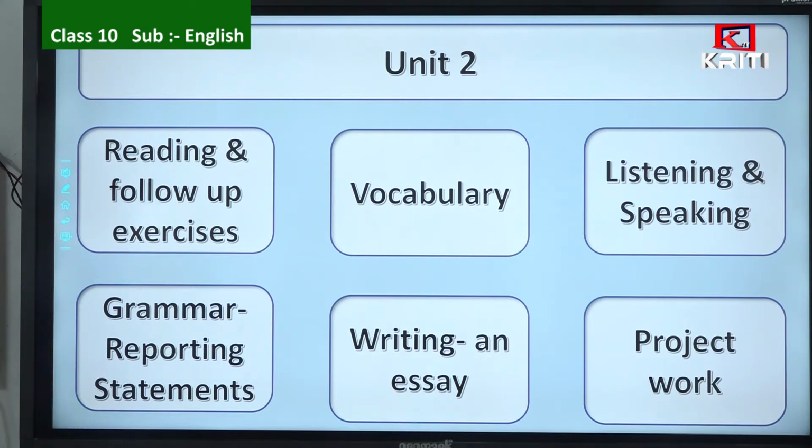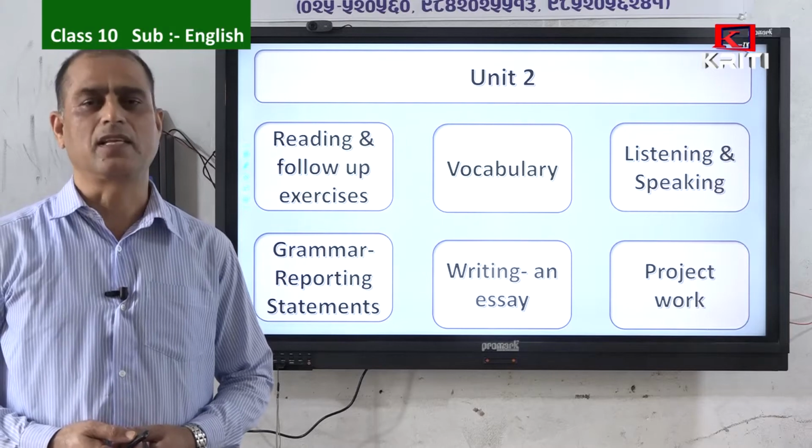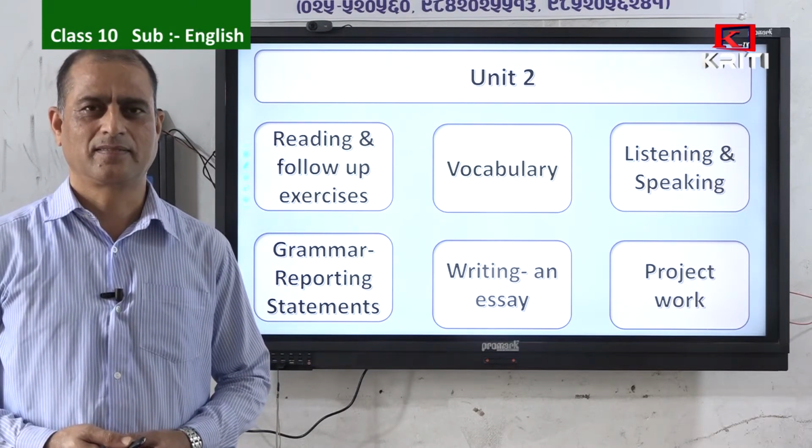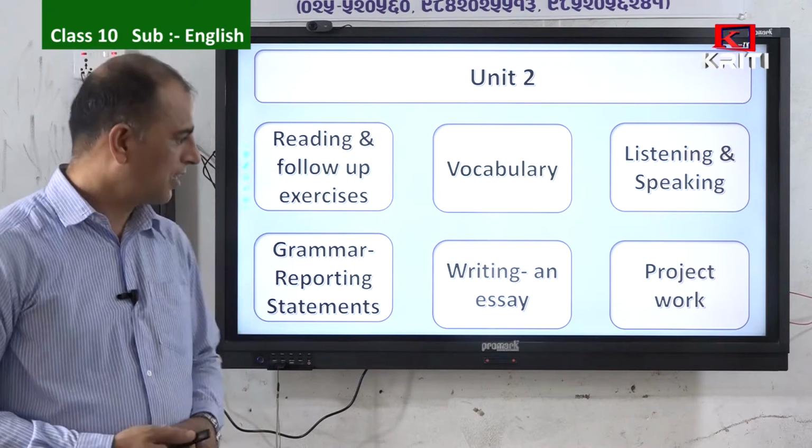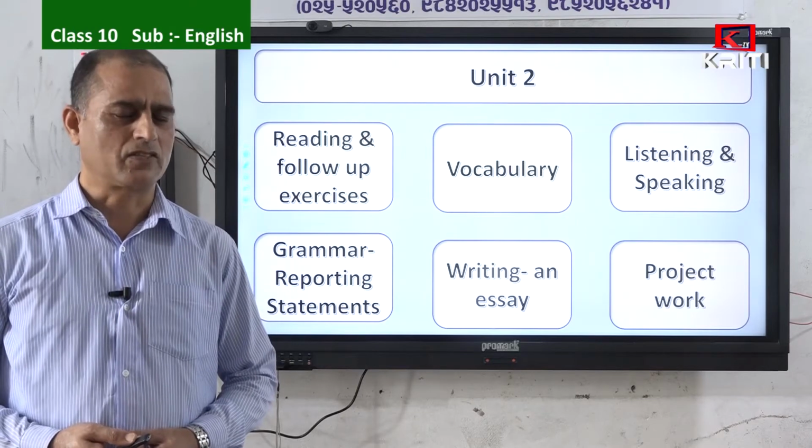In this chapter, I'll help you in reading and follow-up exercises, vocabulary, listening and speaking, and we will discuss grammar exercises. One language function is given in this unit: reporting statements, that is, how statements are reported, from direct narration to indirect narration. How to report the sentences? I'll help you.